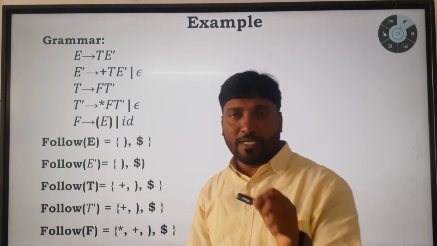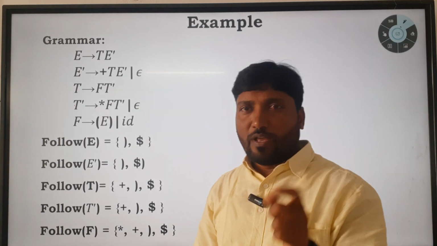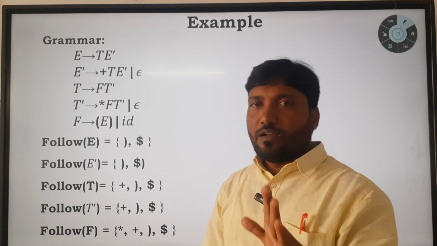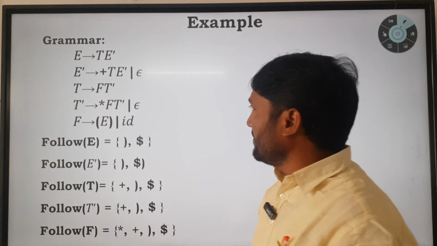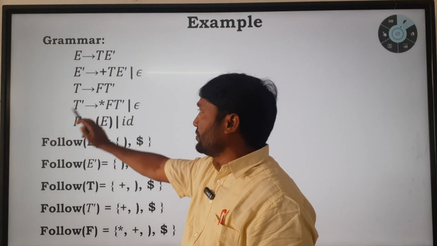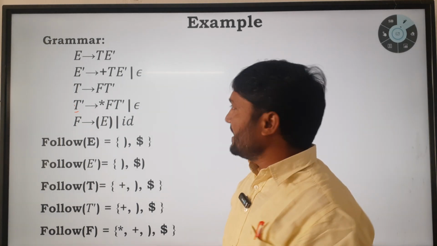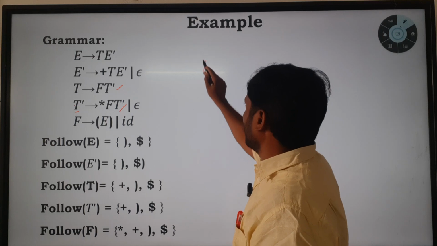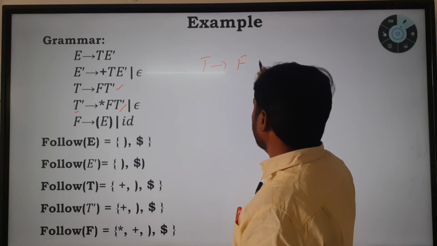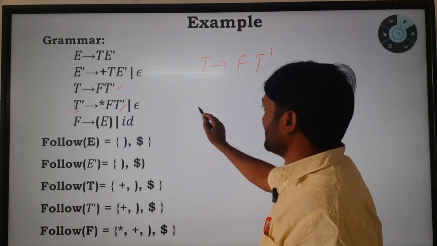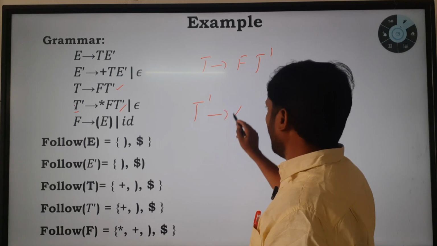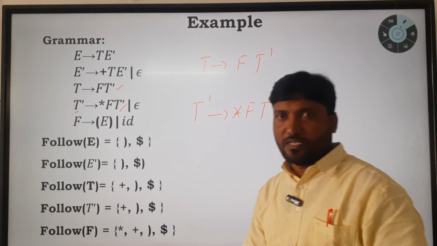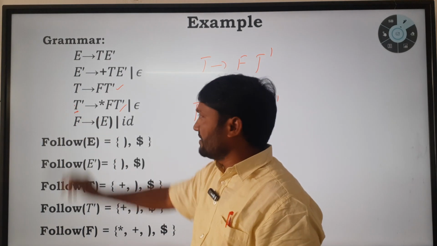What is the first step? While calculating the follow function, initially we have to search where the particular non-terminal symbol is on the right hand side, where we are going to calculate the follow of T dash. Where is the T dash here? We have two productions with T dash: T derives F T dash, and T dash derives star F T dash.